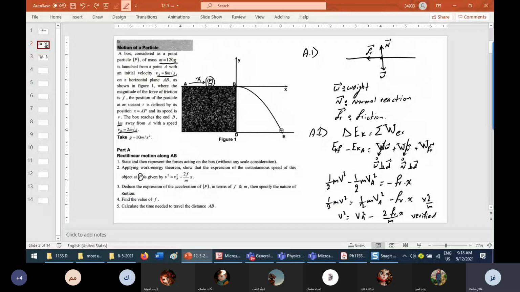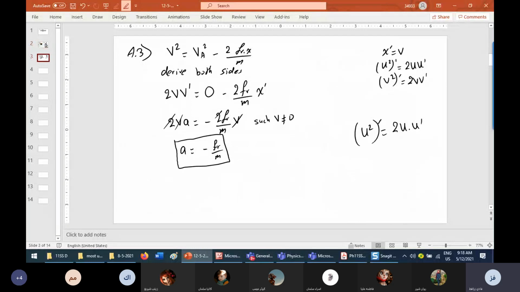Now part 3, then specify the nature of motion. Look at the friction. Friction is constant and mass is constant, but the acceleration is negative. Then the motion is uniform, decelerated, rectilinear motion. Okay, all of this was a draft.